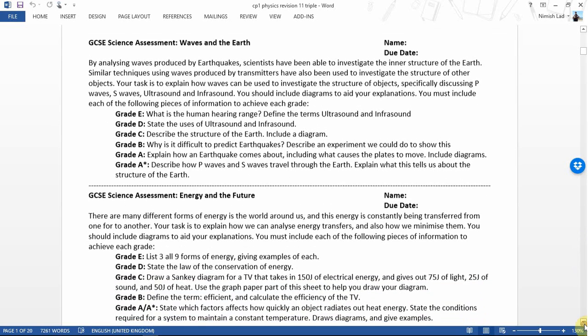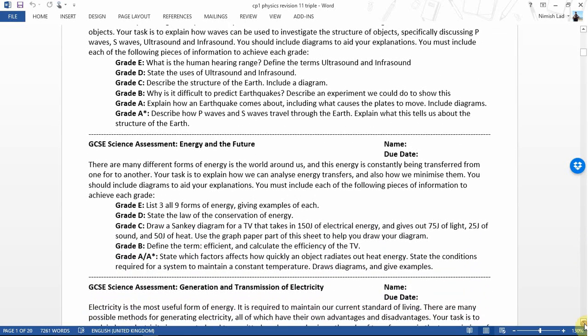So in this video I'm going to talk through topic 6 of P1, which is energy in the future, and it's a pretty straightforward topic. There isn't really too much content on it. It's mainly talking about Sankey diagrams and how to make Sankey diagrams work, but also talking about how systems can maintain constant temperatures and constant energies.